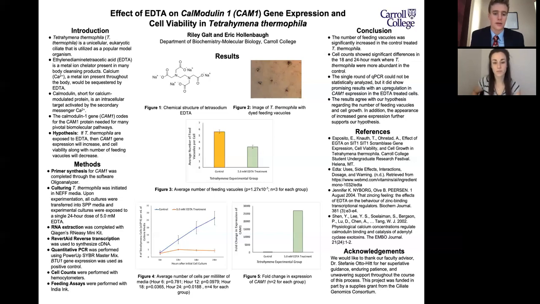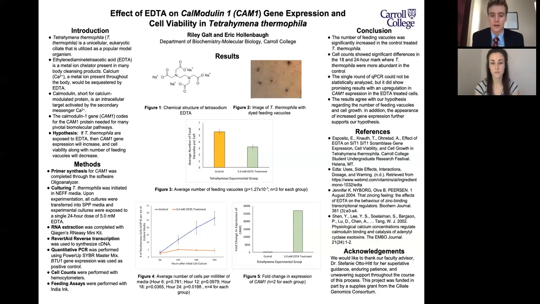Figure 4 is the average number of cells per milliliter of media, and so that was the cell counts that we did using the hemocytometer, and there was quite a significant difference between hour 12, hour 18, hour 24, but in the statistics of it, there was only a difference between hour 18 and hour 24 for those 4 groups.